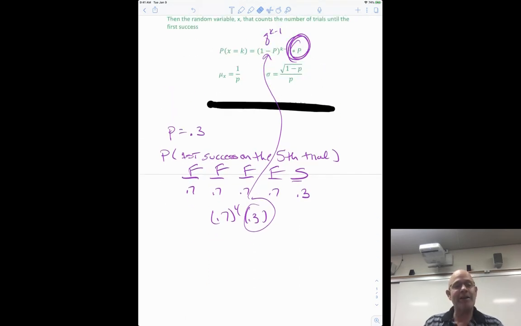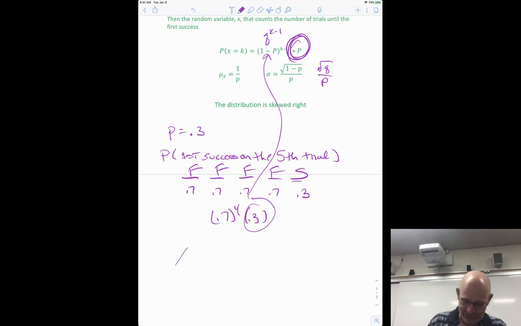Two more things, and then the example. The standard deviation is the square root of Q over P. Just something to know, it's just a formula. And this time the distribution will always be skewed right, which I hope makes a little bit of sense. The higher the probability of success, the more the skewness changes. But it's always going to be skewed right because it's going to be less likely to get like 8, 9, 10, 11, 12, 13 trials until your first success.